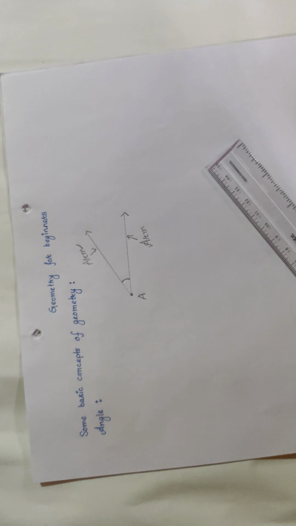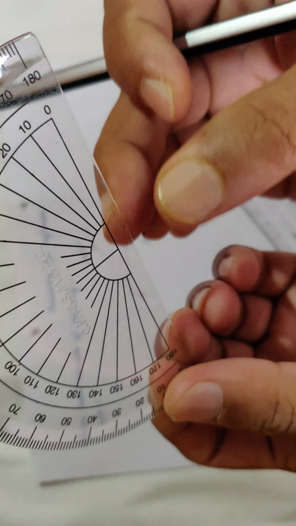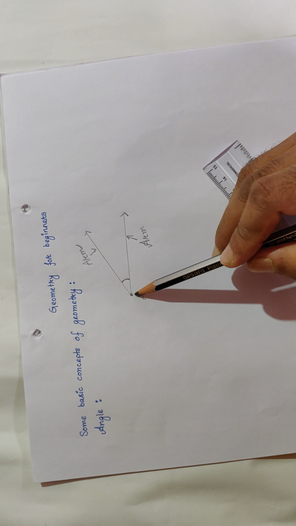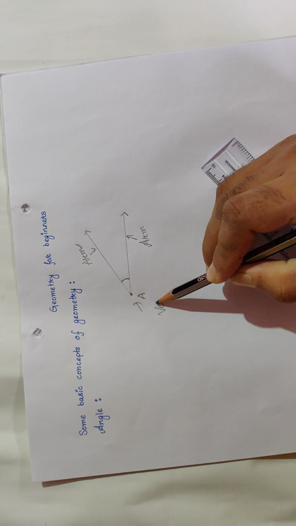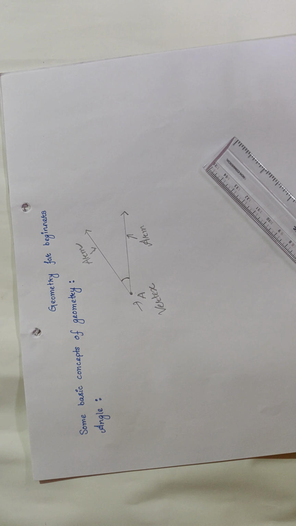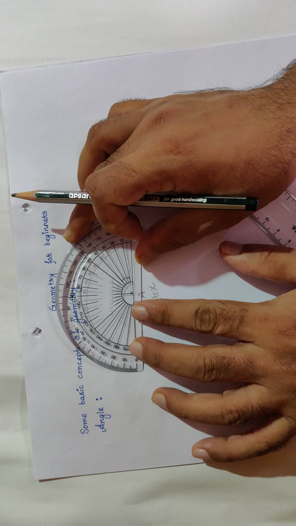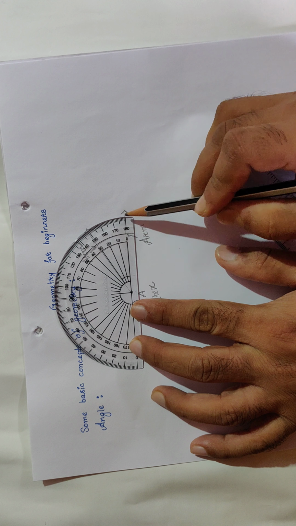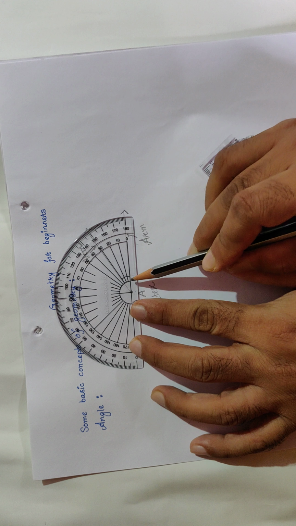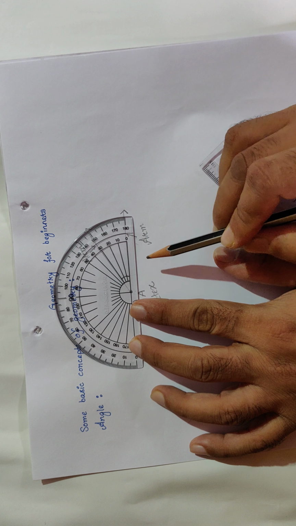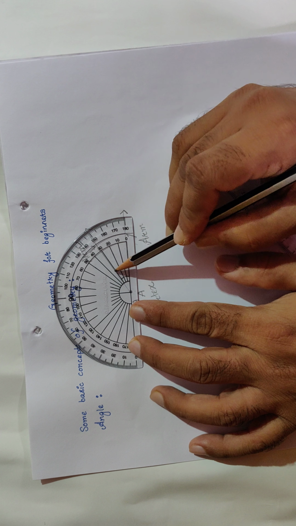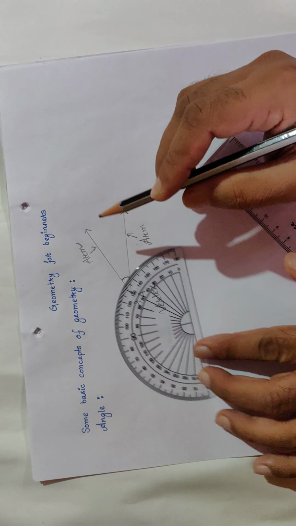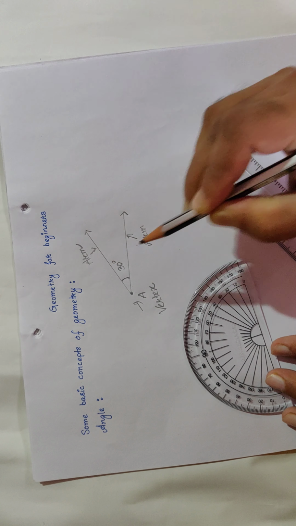So for that we have to keep the central point of the protractor, this is called the vertex of an angle. So you have to keep the central point at the vertex of the angle. Match the baseline of the protractor with the ray of the angle. Now both are overlapping each other. Now let us see here, this ray is at the 30 mark. So the measurement of this angle is 30 degrees.